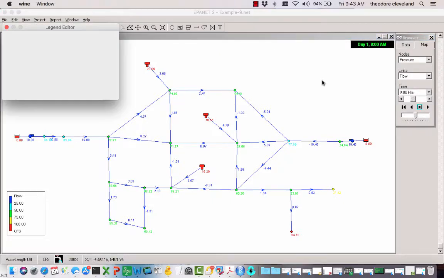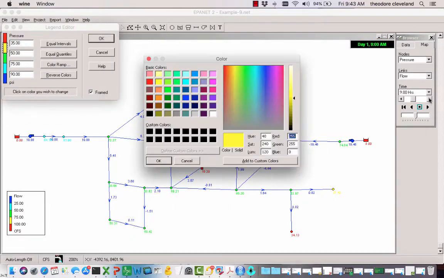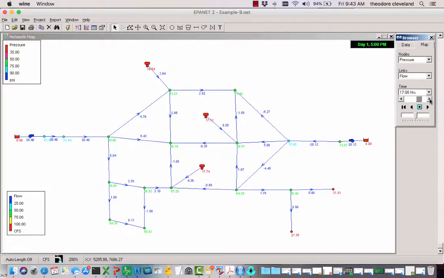We might want to choose some color other than yellow, one that we can actually see. I'm going to pick a light magenta. Okay, so if our pressure is in magenta, we're getting close to too low, and if it's red, we're too low. So at 19 hours, our pressure is too low, but it's positive.